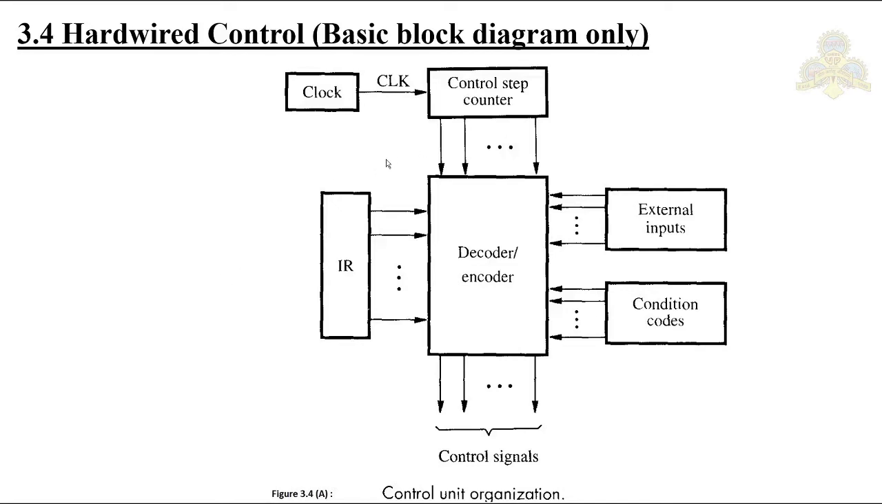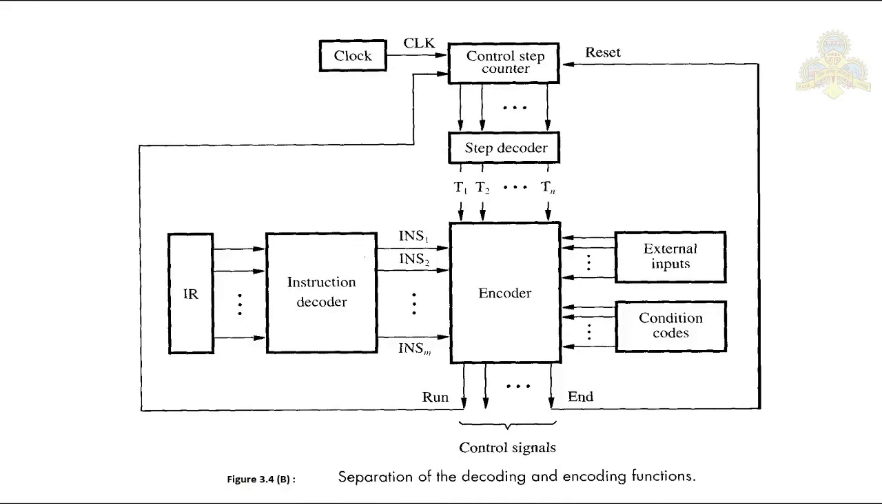Now we can have a slightly more complex version of this, wherein the control step counter is separated out and the encoder and decoder are separated. This diagram shows the separation of the encoding and decoding functions. The decoder which we saw in the previous slide is divided into two: the step decoder and the instruction decoder. The encoder is a separate unit here. The other things remain the same: the control step counter, IR, external inputs and condition codes.